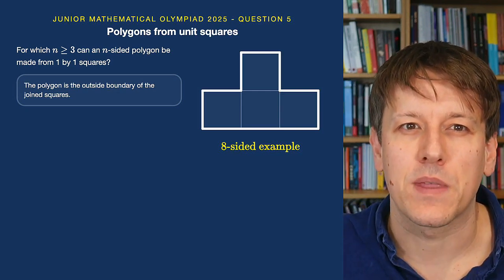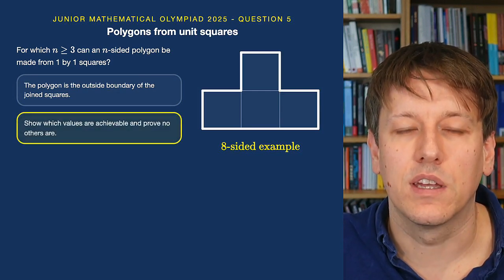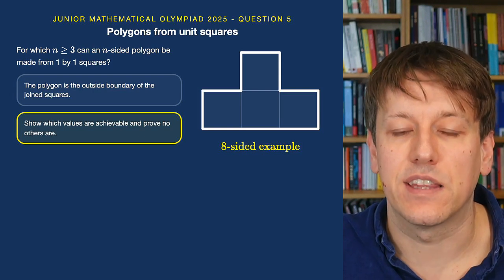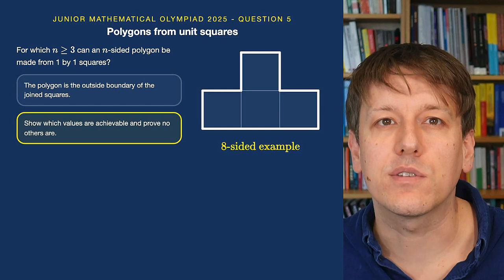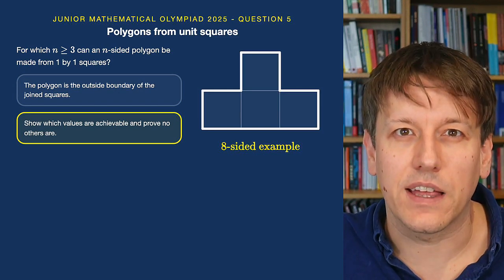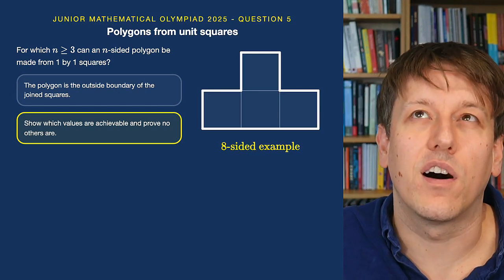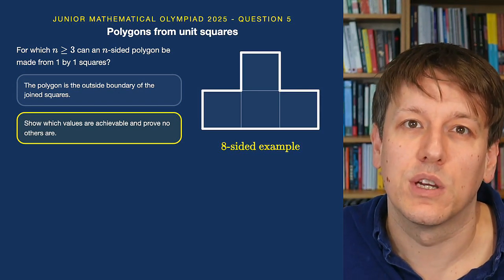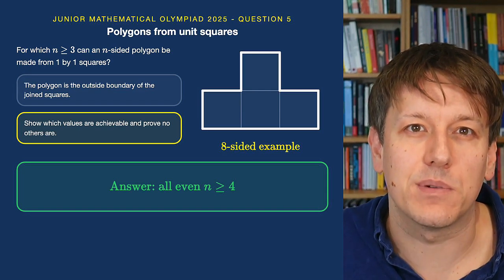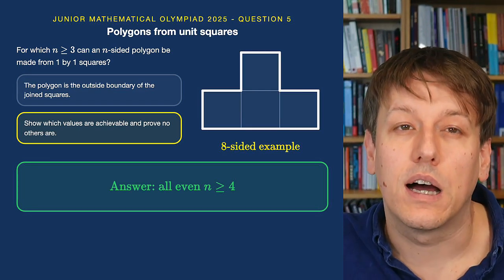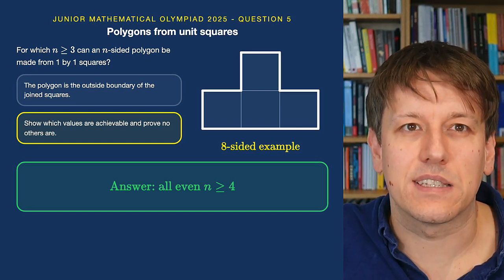Again, because this is an Olympiad problem, we have to show 2 things: that every value we claim is possible really can be made, and that no other values are possible. So if you play around with some examples, that's always a good way to start this sort of question. Just try to convince yourself what the answer is meant to be before you try to prove it. What you will find is that you can do it for even numbers greater than or equal to 4, but not for anything else. Now, let's think about why that is and how we would prove that.